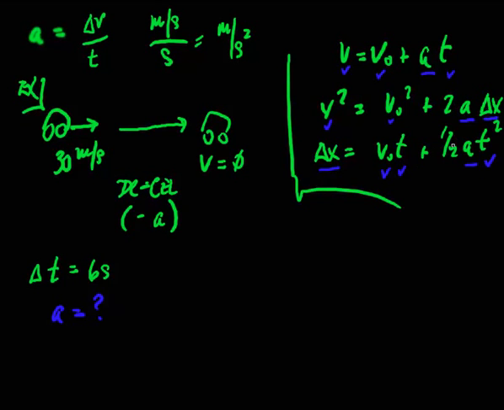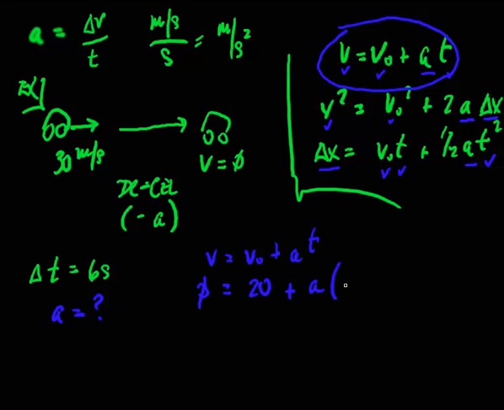Now to solve an equation that has two unknowns, we actually need two equations, so I can't use either the second or third. I have to use that first equation. So we're going to start with that. V equals V0 plus at. Our final velocity is 0. Our initial is 20 plus a, we don't know, and it's 6. Again, I'm not including units here just to keep it clean.